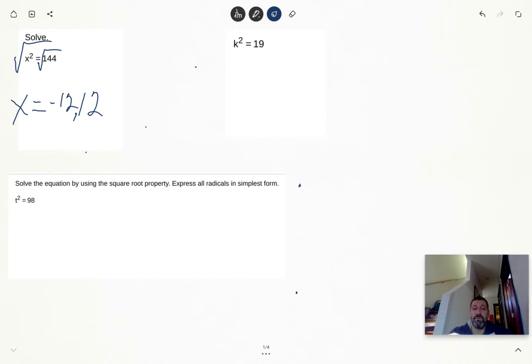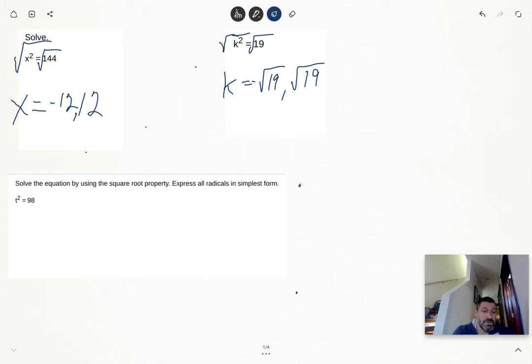All right, same thing over here. I take the square root of both sides to solve for k. The square root of k squared is k, except what is the square root of 19? It's not a whole number. It's not an integer. So we are going to leave it as the square root of 19. That's as simplified as we can get it. But also, it would need to be negative the square root of 19. Okay, so if you square either of those, you would get 19.